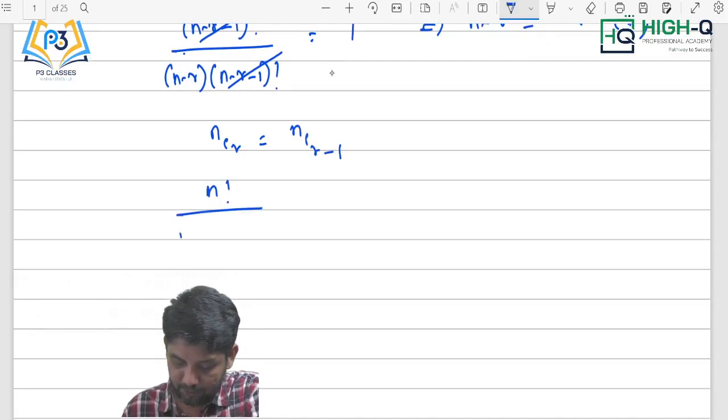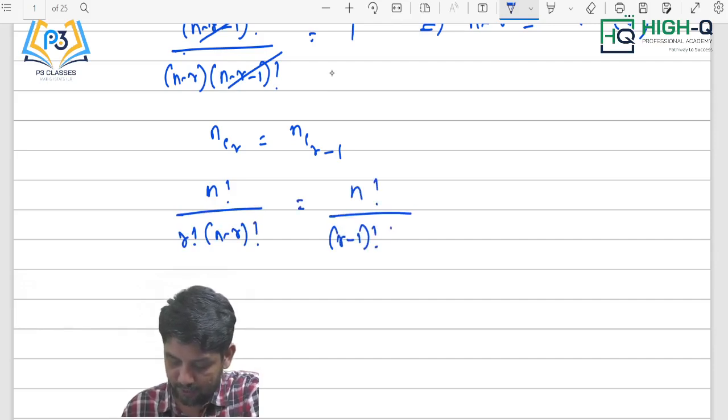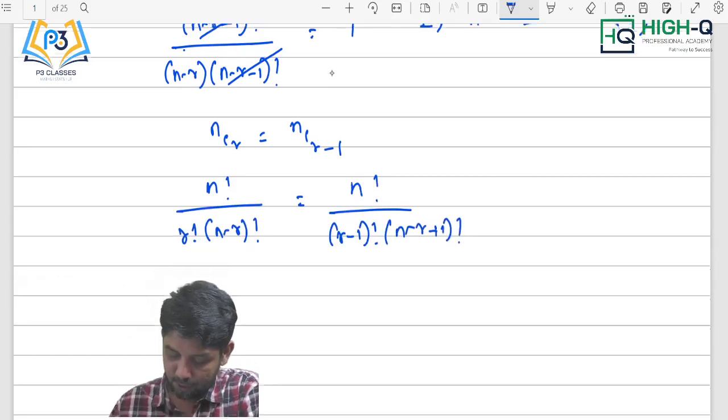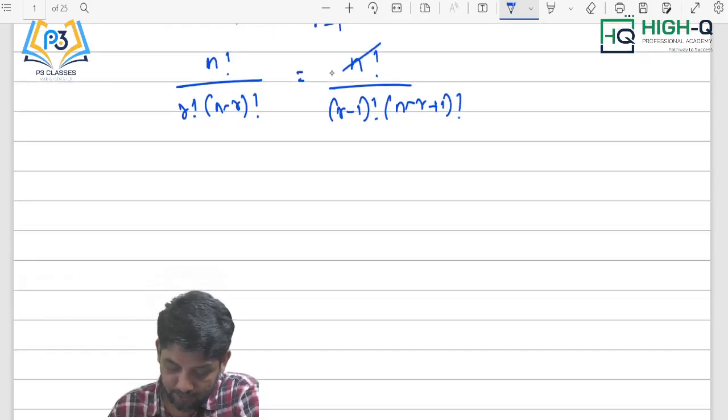n factorial divided by r factorial into n minus r factorial equals n factorial divided by r minus 1 factorial into n minus r plus 1 factorial. Am I right, my dear? So what exactly will come? n factorial gets cancelled.